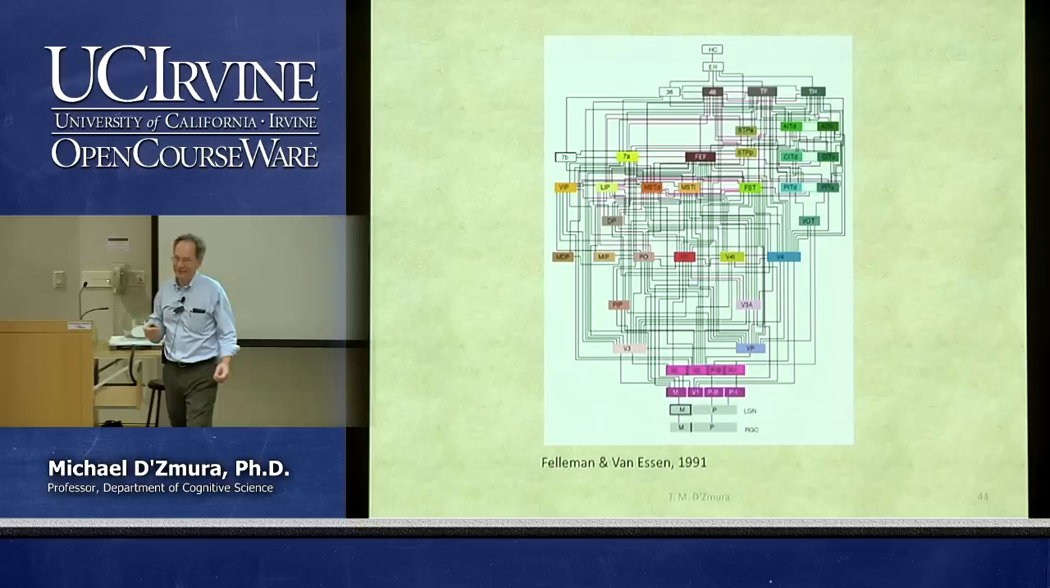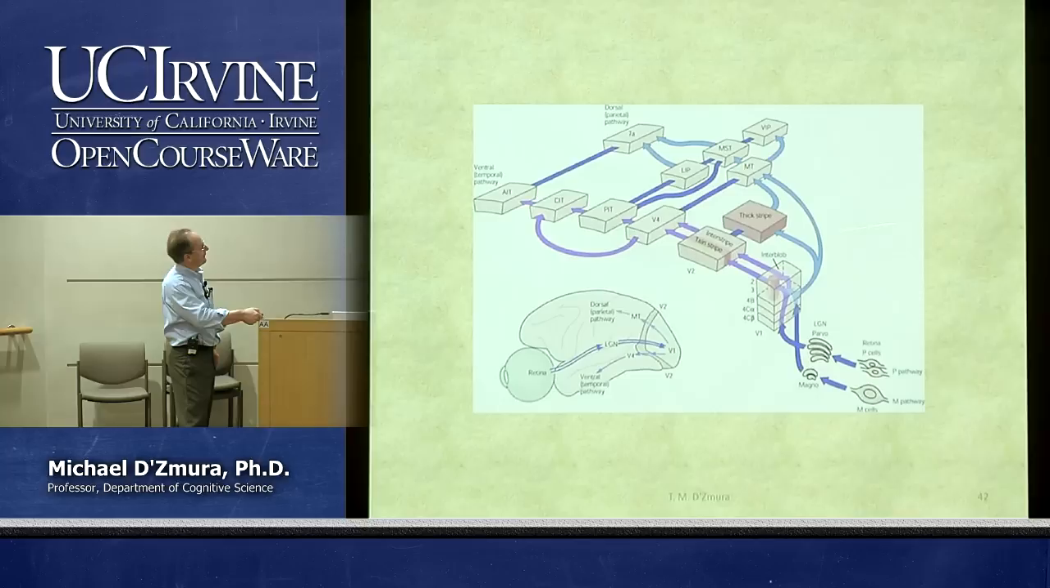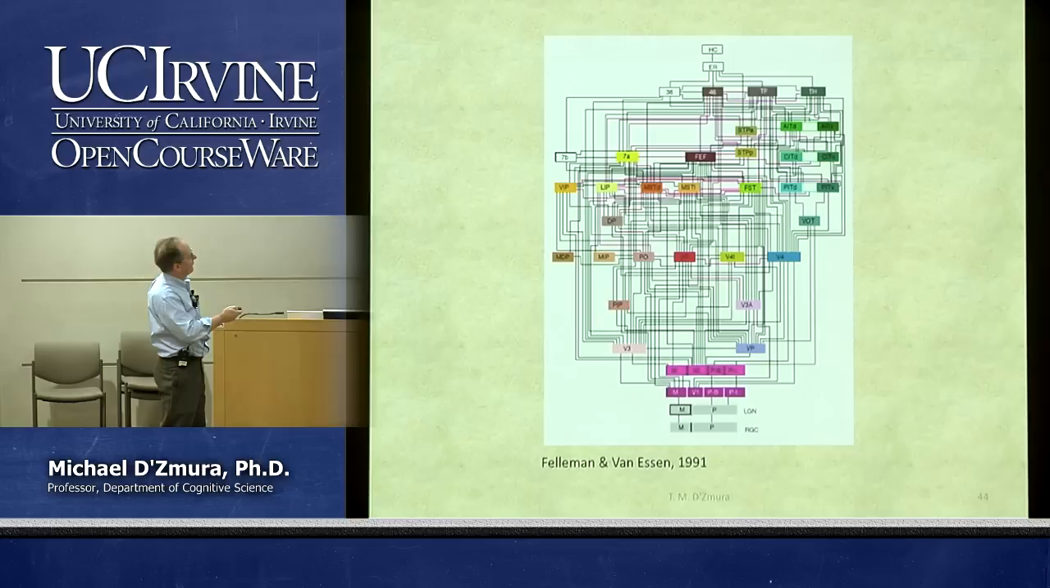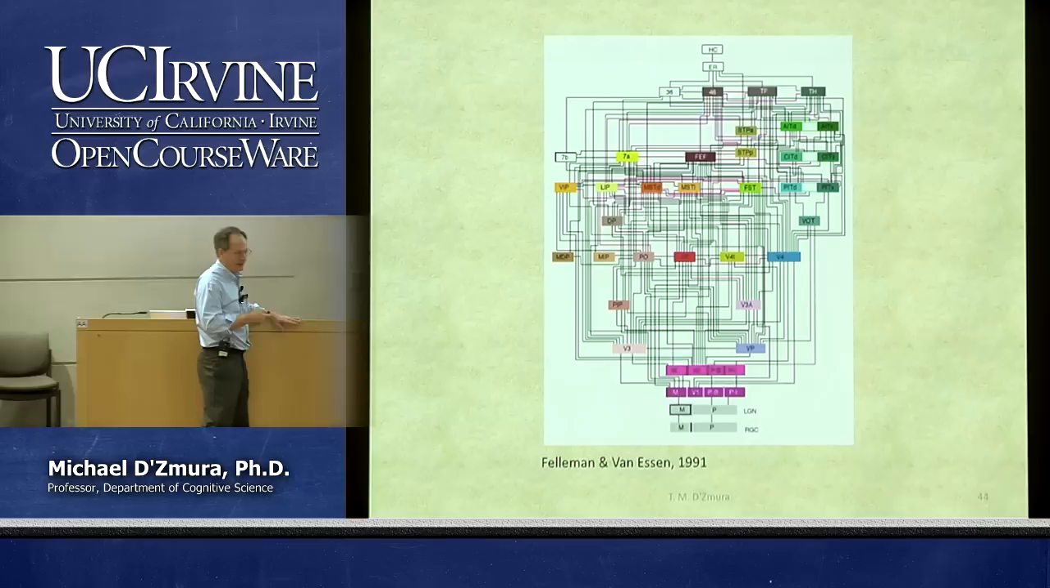And I think people have really made a lot of progress in getting this more systematic interpretation of how visual information flows in cortex compared to this wiring diagram here. That's the progress people make. It's figuring out what this really means.